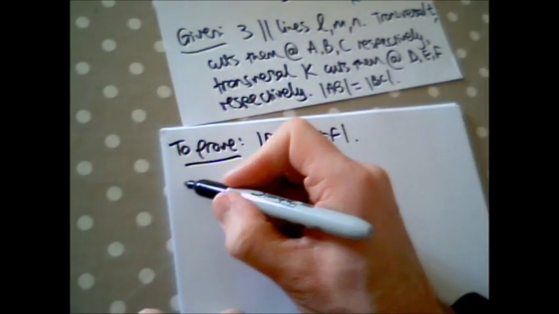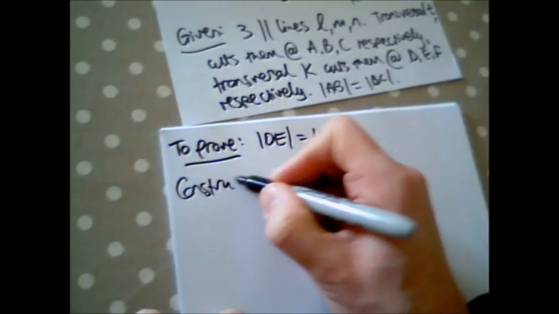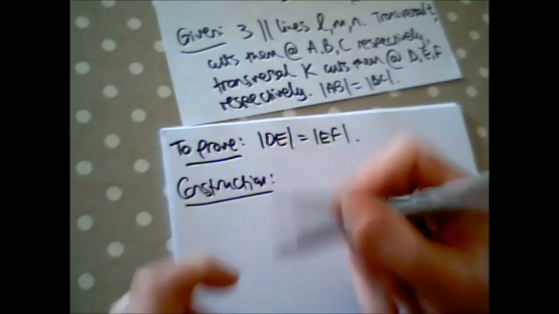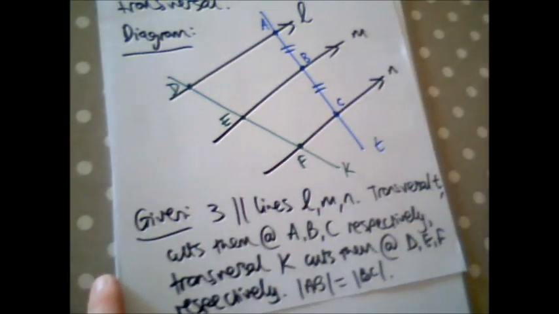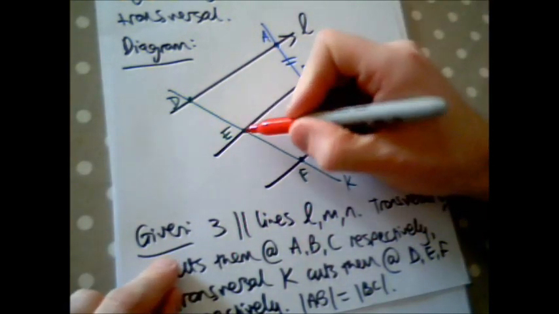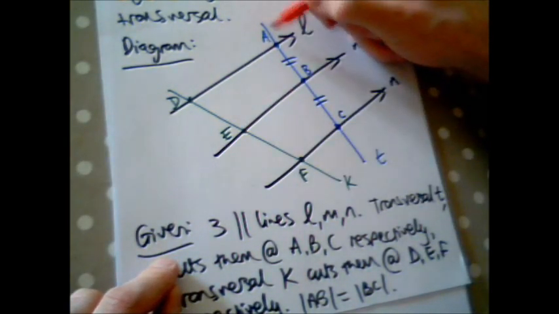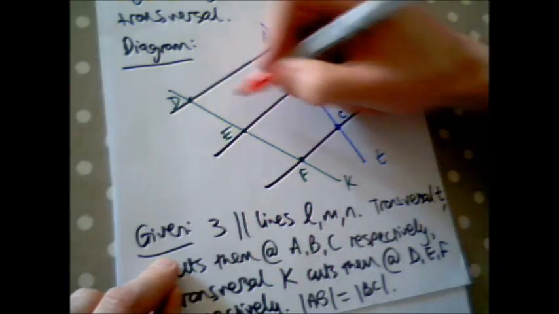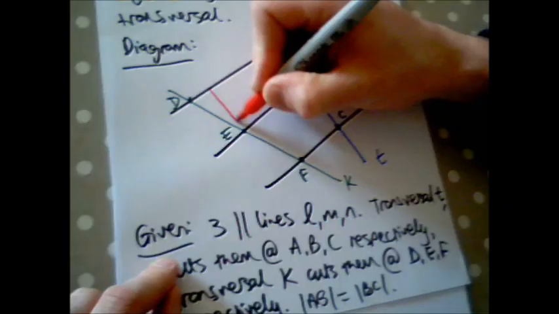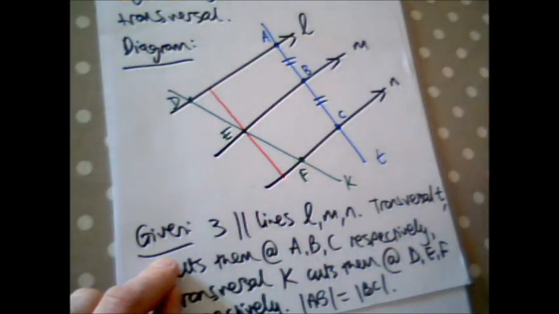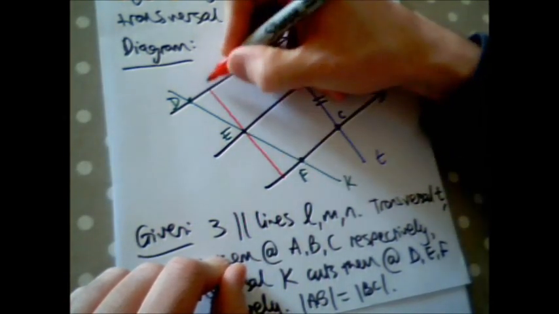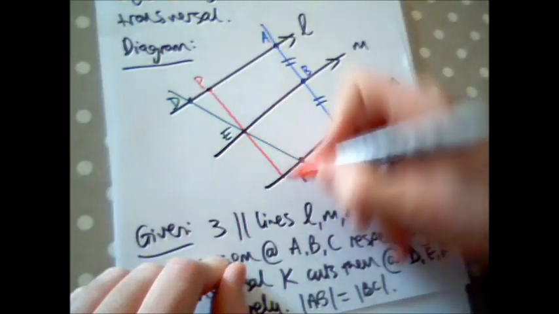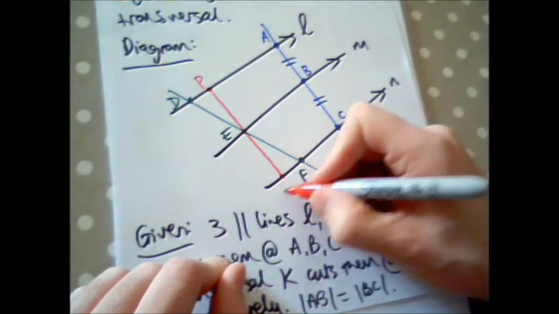Great. The next step is the most important in any of the proofs, so it's the construction. And this is where the key idea comes in. If we go back to the picture, what we're going to do is draw a line through E that's parallel to this line over here. Roughly parallel would look something like that. Kind of parallel will do. We'll call this P and this Q.